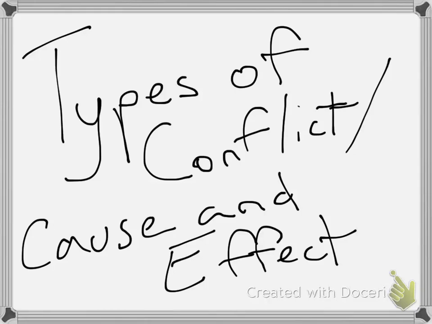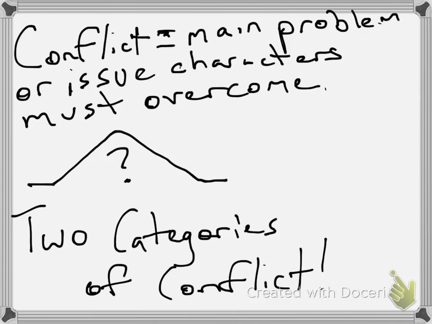Alright, so today we are going to discuss the types of conflict, and we're going to briefly go over cause and effect. So let's begin. As we mentioned in the previous video, conflict is the main problem or issue characters must overcome. According to your plot triangle, which is right here, where is the conflict introduced? Is it at the beginning, up over here, or at the end?